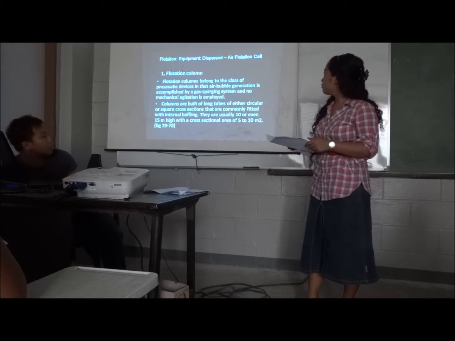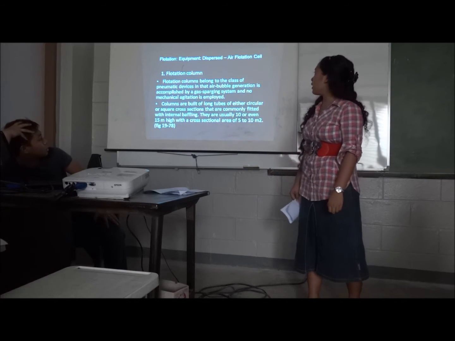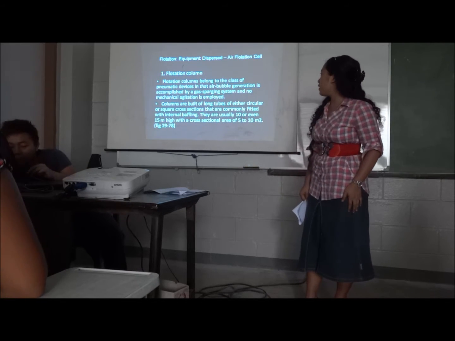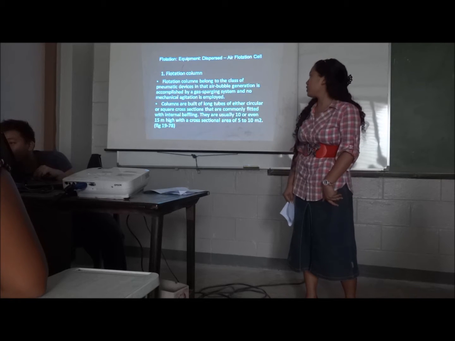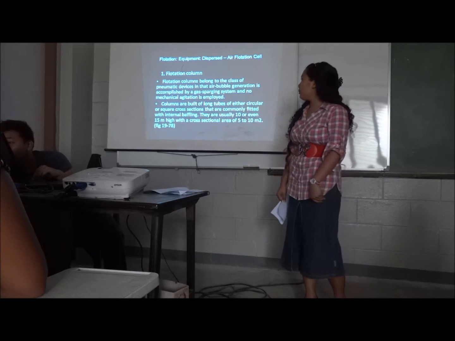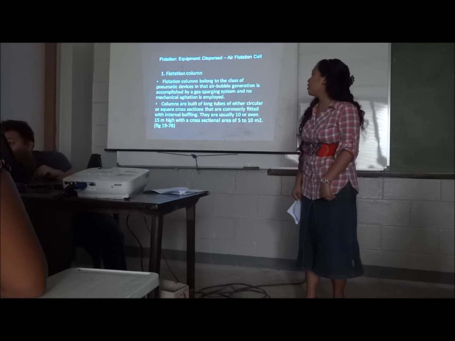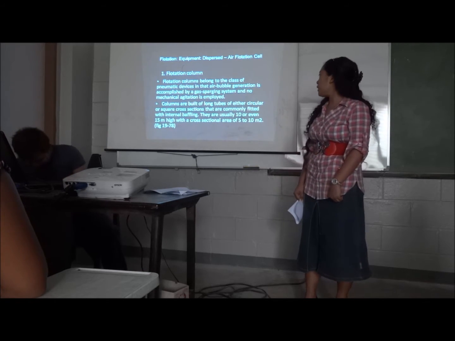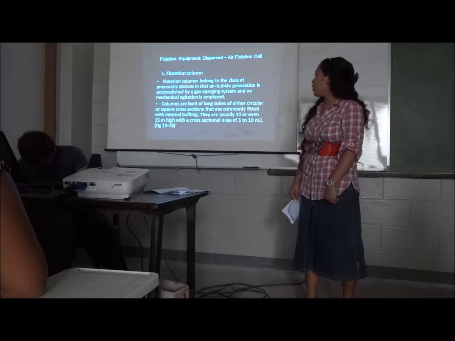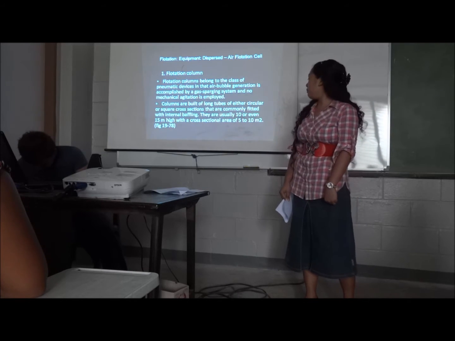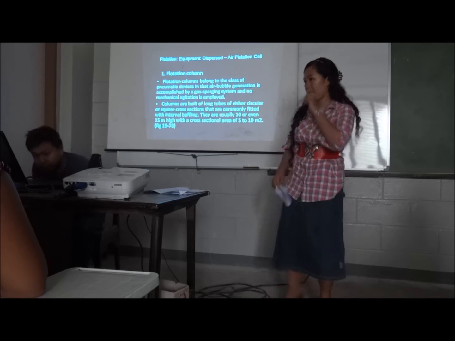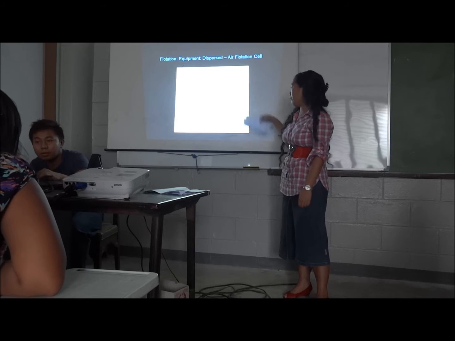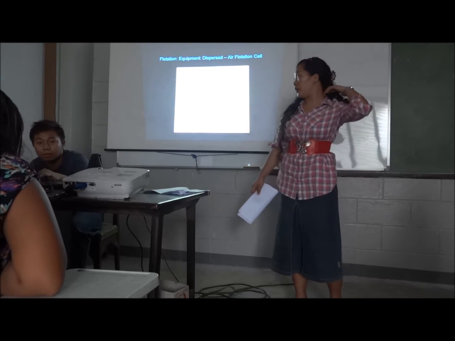Flotation column. Flotation columns belong to the class of pneumatic devices in which air bubble generation is accomplished by a gas sparging system and no mechanical agitation is employed. Columns are built of long tubes of either circular or square cross sections that are commonly fitted with internal baffles. They are usually 10 or even 15 meters high with a cross-sectional area of 5 to 10 square meters. This is a schematic of a flotation column.